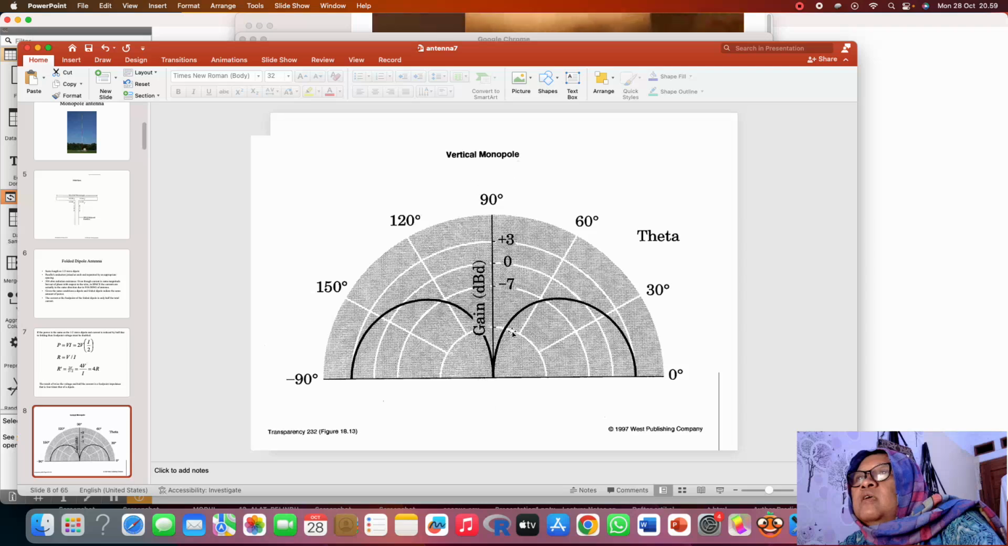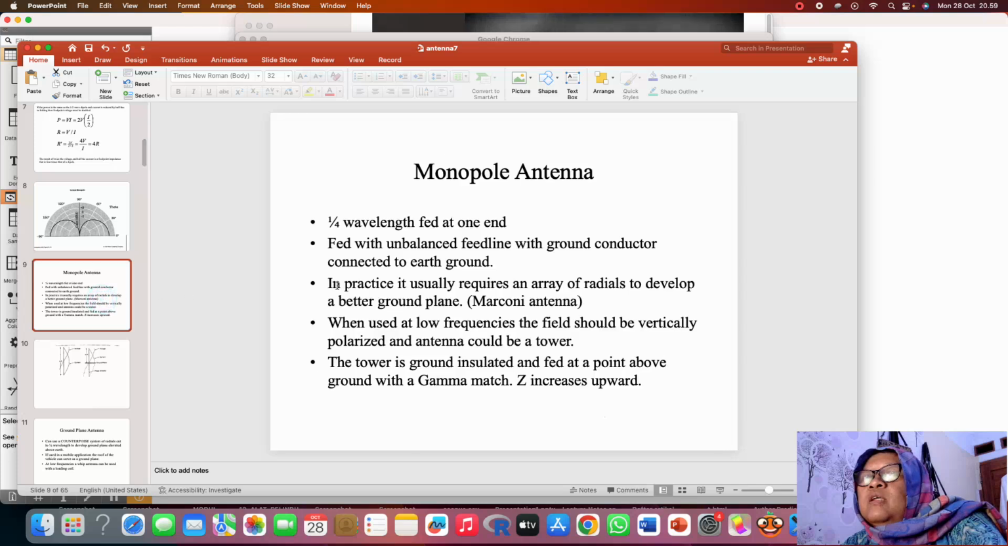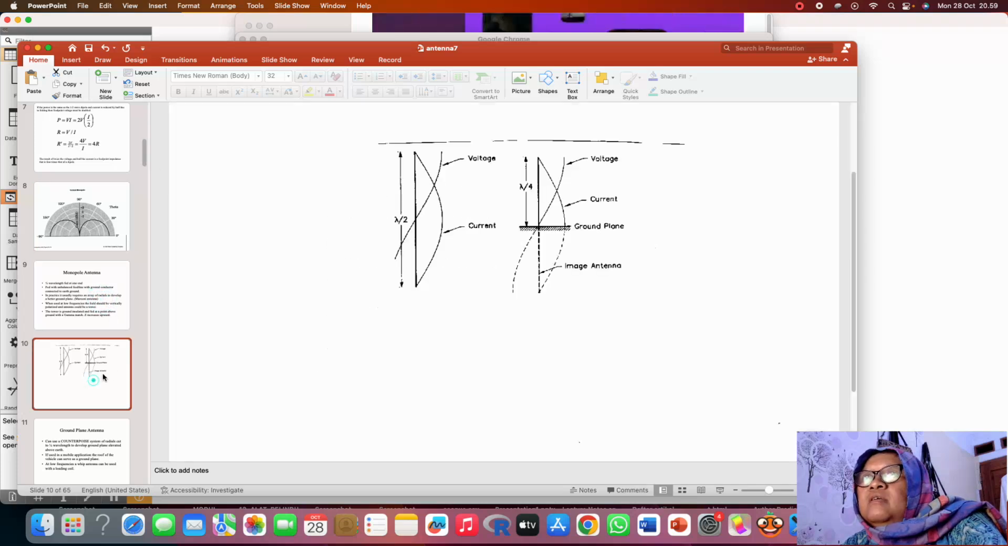This is the vertical monopole, and this is the gain. The gain is like this, 30 and then 150. And then the monopole antenna: this is the voltage, this is the current. Now it is lambda divided by 2, it's like this, and then lambda divided by 4 becomes like this: voltage, current, ground plane, and then image antenna.